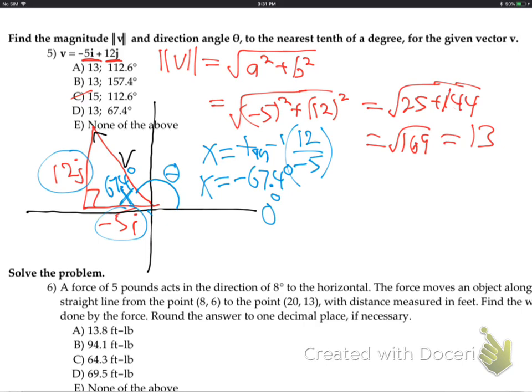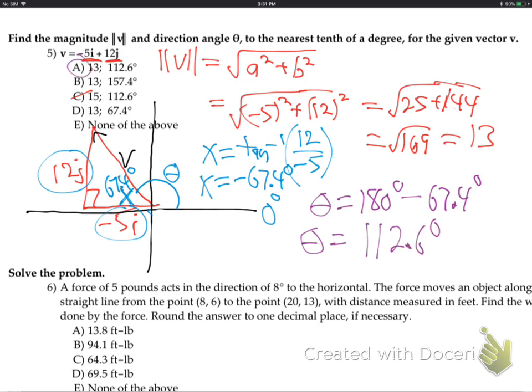Well, how do I find the direction angle, theta? That's from 0 to the vector. Everybody see it's from 180? Together, that's the top of a straight line. That's 180, isn't it? So theta will be 180 minus 67.4 degrees, which is 112.6. A is the answer. 112.6 degrees. Does that make sense? Is that good? That was a little tricky.